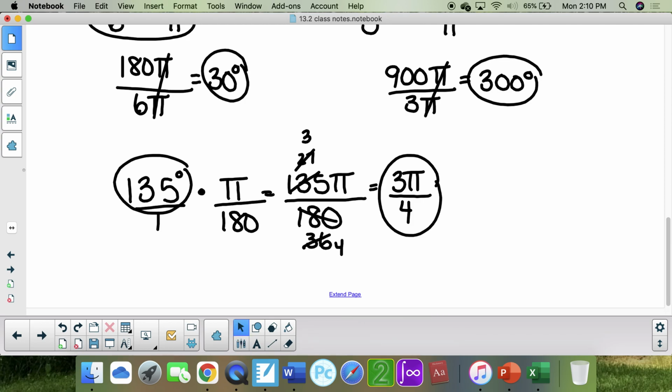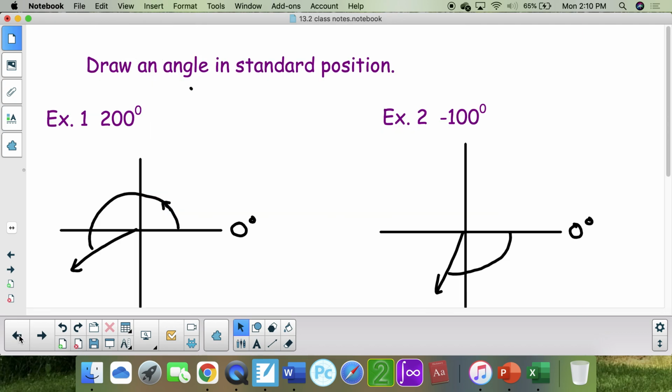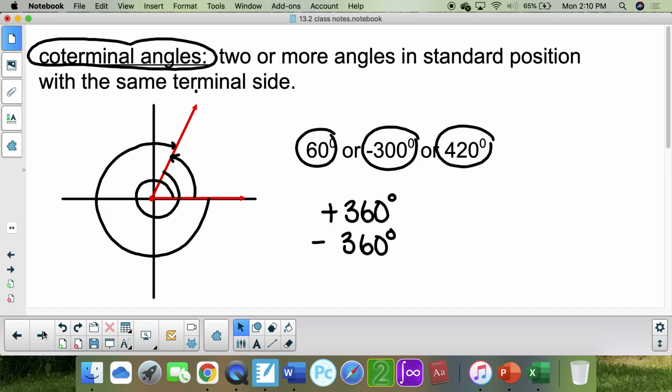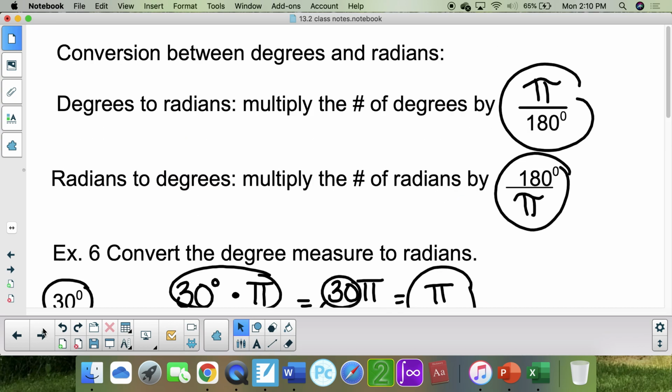Okay, just quickly, the 3 parts. The first part of the assignment, you're just graphing angles. How do you graph 200? How do you graph a negative 100? The next part, coterminal angles, they want one positive and one negative, so add 360 and subtract 360. And the last part is to go from radians to degrees or degrees to radians by multiplying by pi over 180 or 180 over pi. And that's all it is.